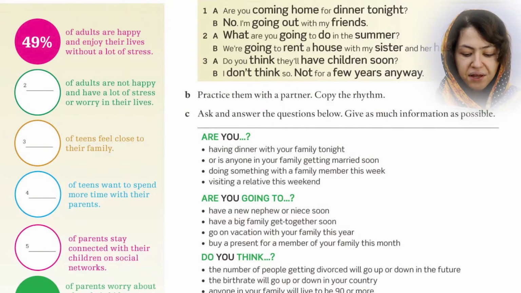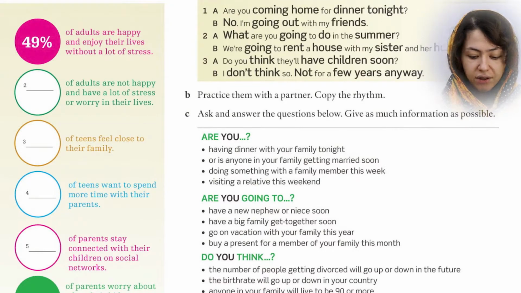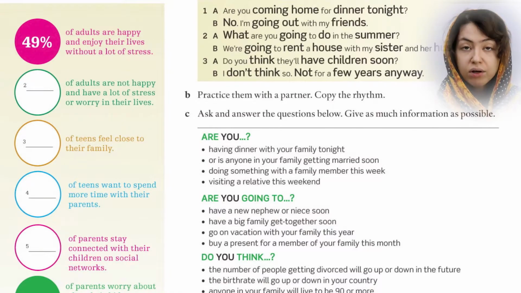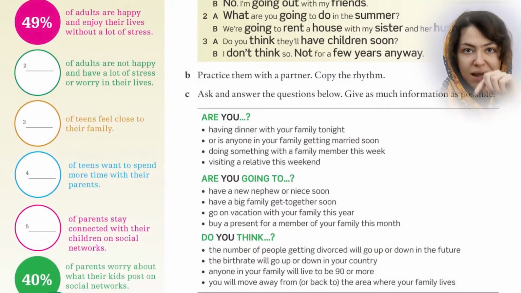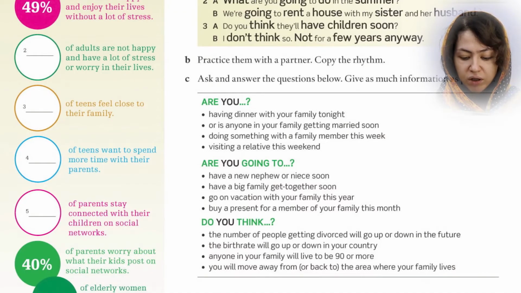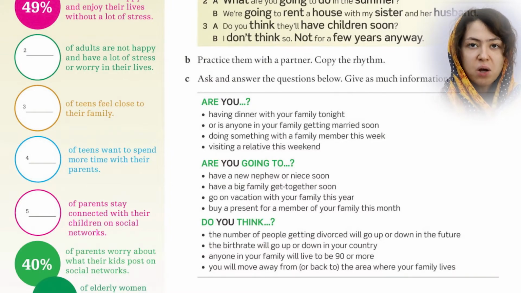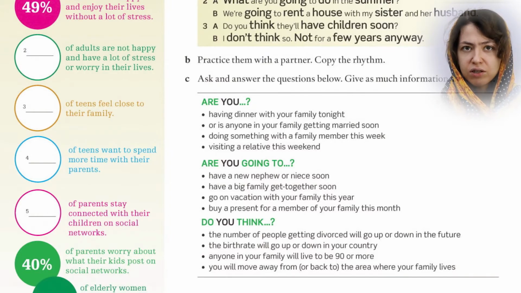And next is, do you think the number of people getting divorced will go up or down in the future? Personal thought, prediction, okay? Do you think the birth rate will go up or down in your country? Again, personal thought and prediction, which is based on personal thought. Do you think anyone in your family will live to be 90 or more? And do you think you will move away from or back to the area where your family lives? So that's the point. Pay attention, activate your grammar, and try to use the grammatical points that you've learned. Let's go to the next part.